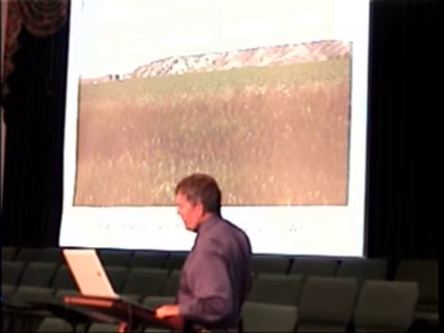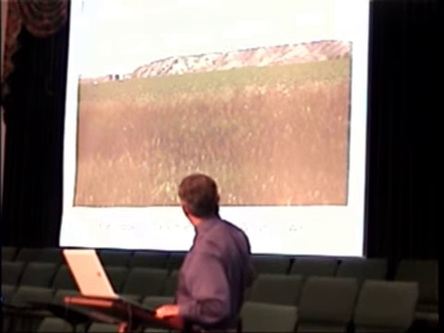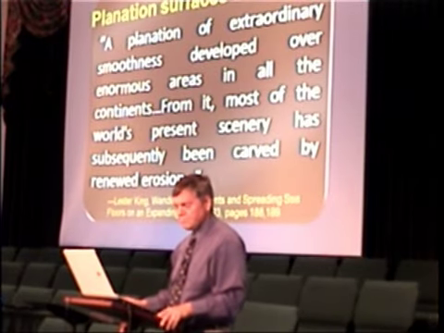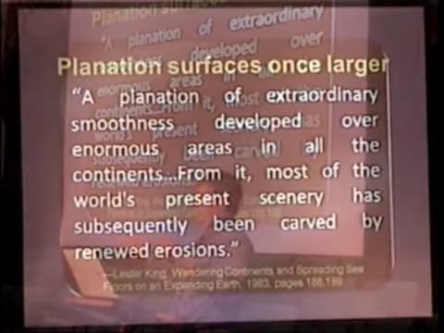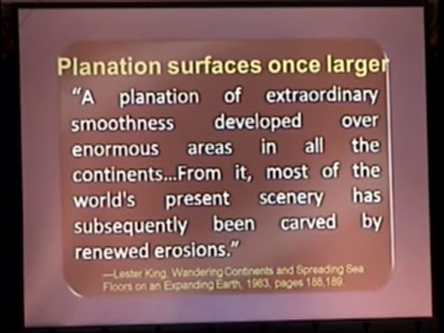That's a planation surface. And there's rounded rocks on there, so you know that it was done by water, because only water rounds rocks, especially quartzites, which I'm going to get into soon. Now, we have evidence that planation surfaces once were much larger, and they've been eroded since they were first formed.